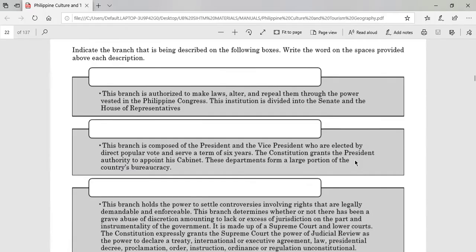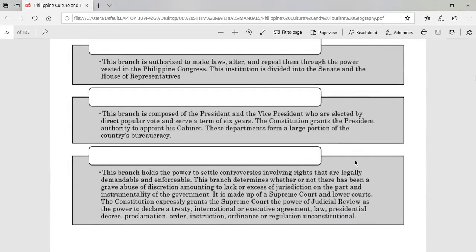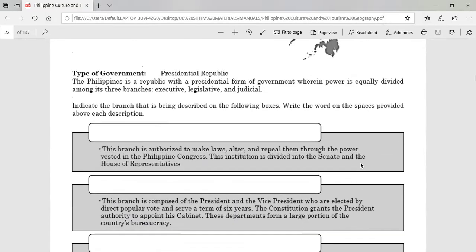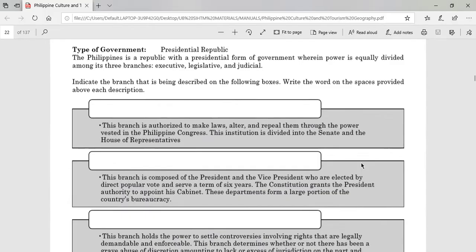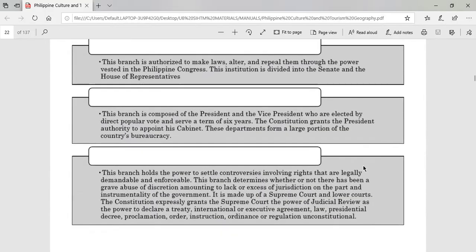Moving on to the next one. This branch is composed of the president and the vice president, who are elected by direct popular vote and serve a term of 6 years. The Constitution grants the president authority to appoint his cabinet, and these departments form a large portion of the country's bureaucracy. Among the two remaining, which one do you think it is? Is it the executive or the judicial? The second one, class, is the executive.